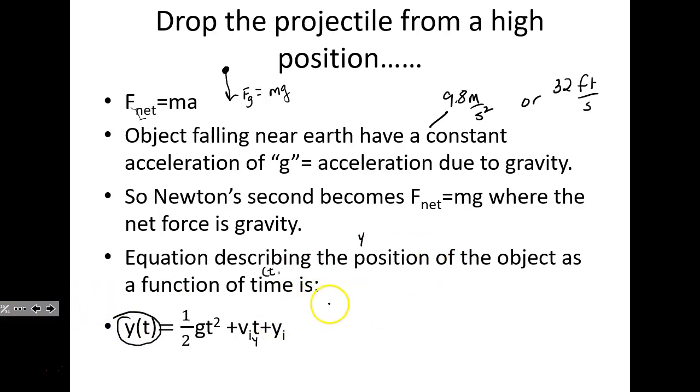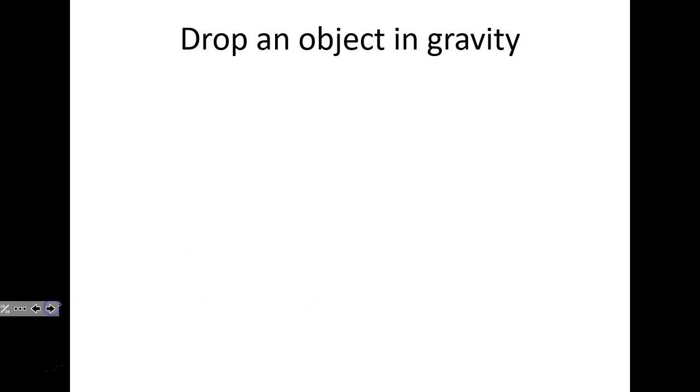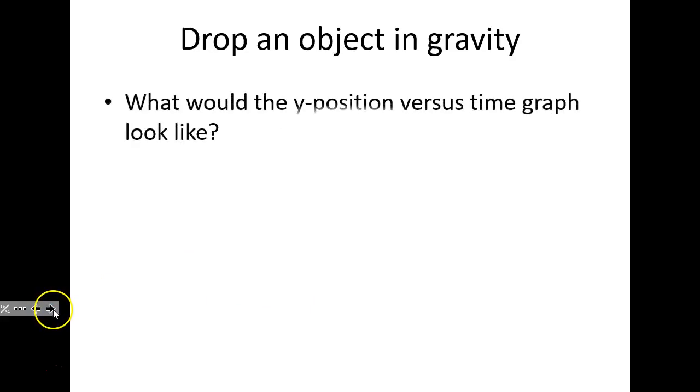Now, this is a quadratic, so we would want to describe, the graphs that we've looked at so far have been very linear, so we would want to know why we have a curve, as a quadratic would be. All right, so let's drop an object in gravity again. What would the position versus time graph look like?